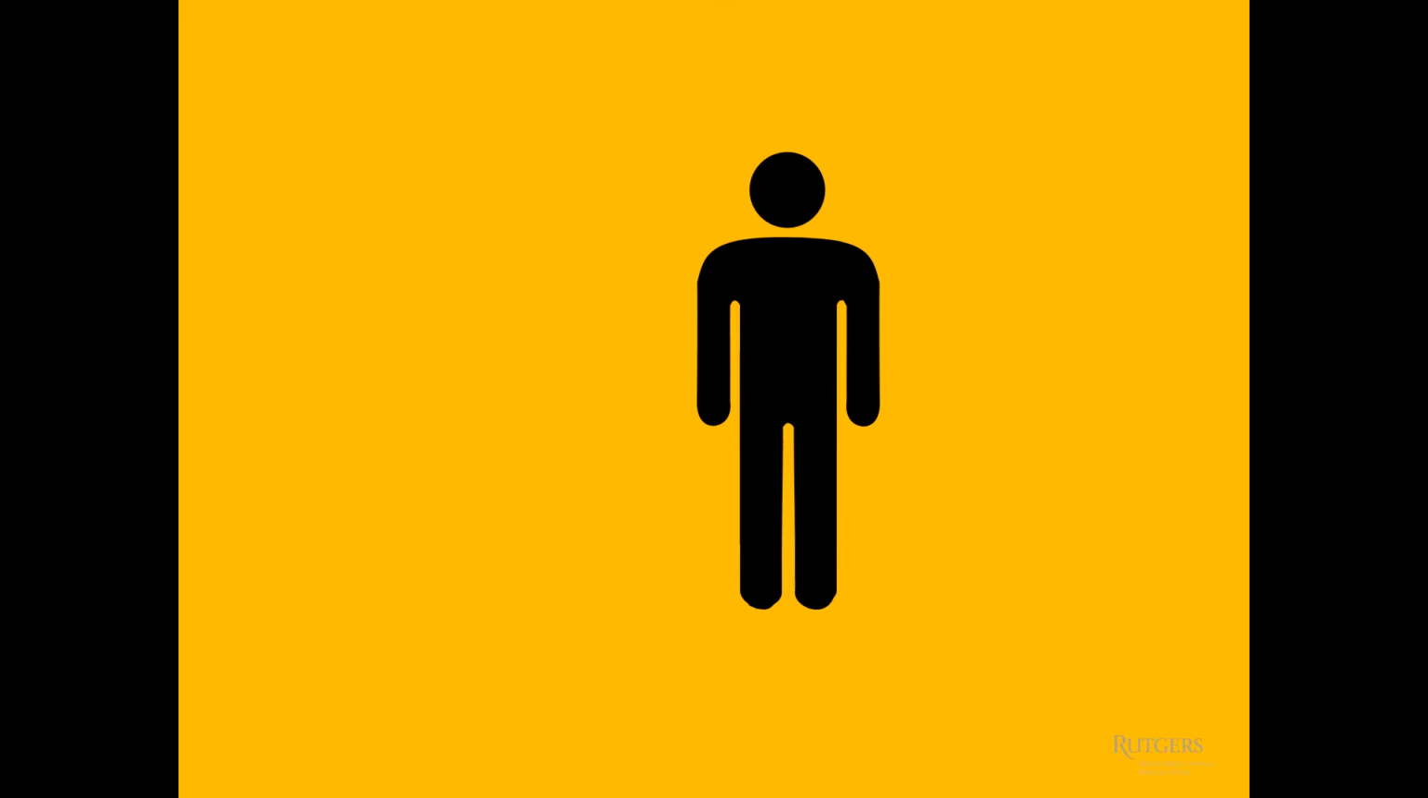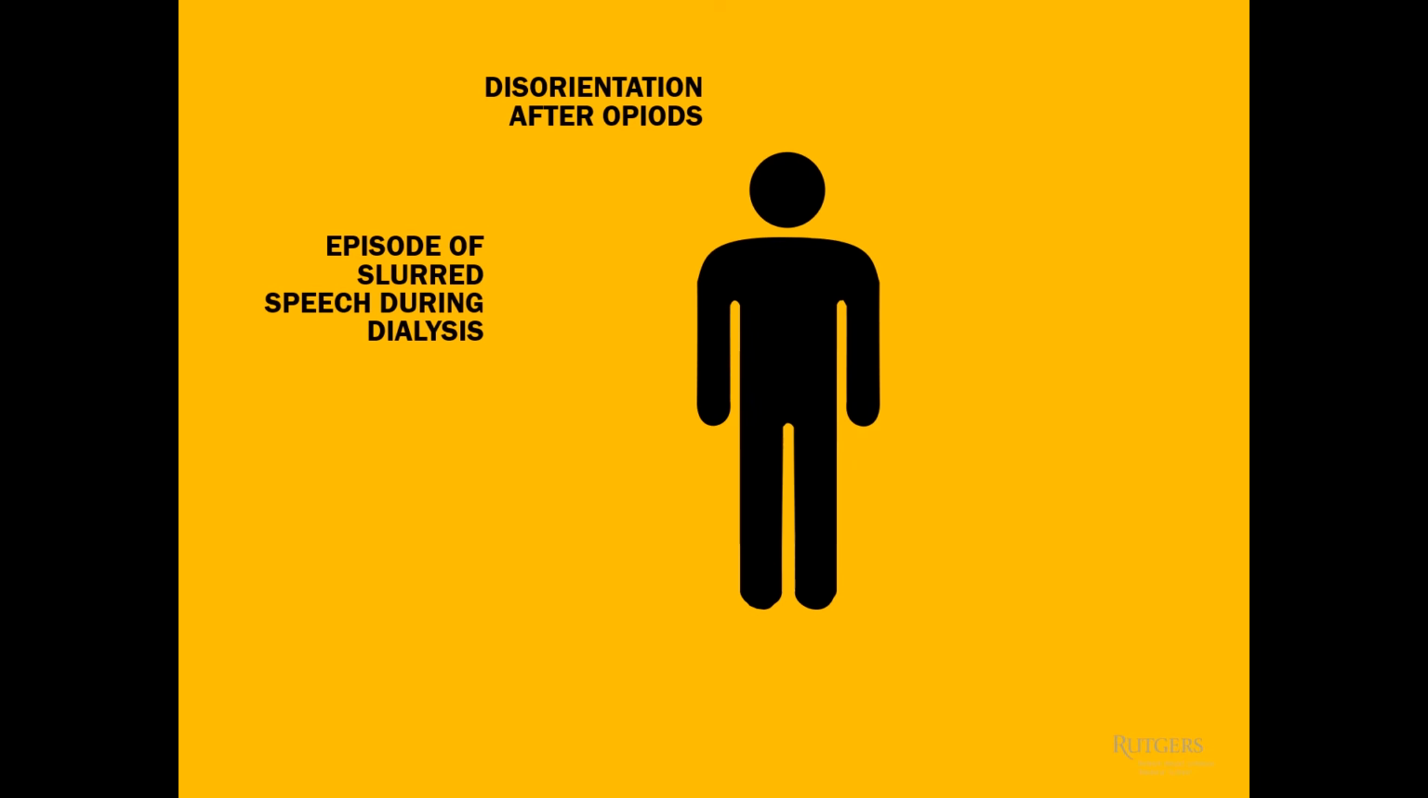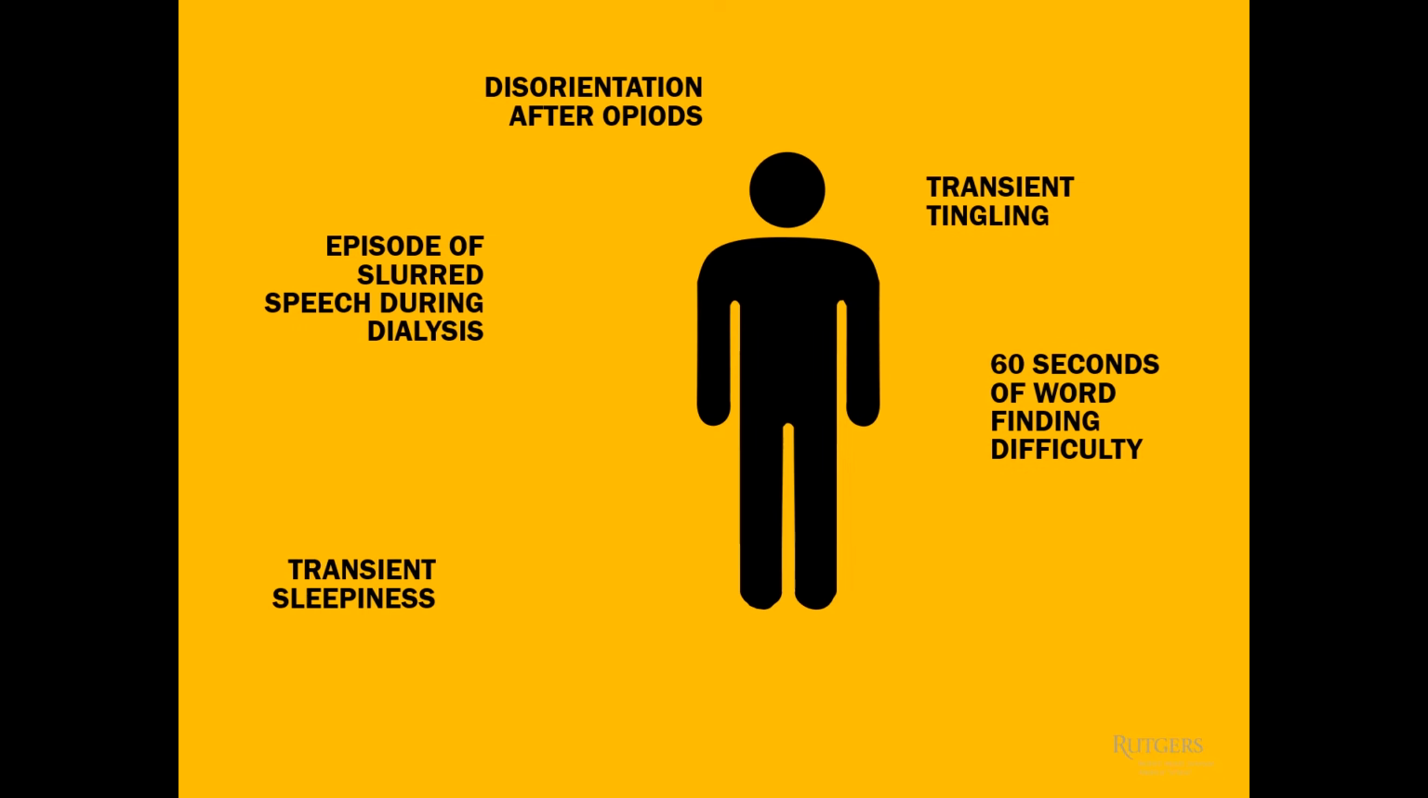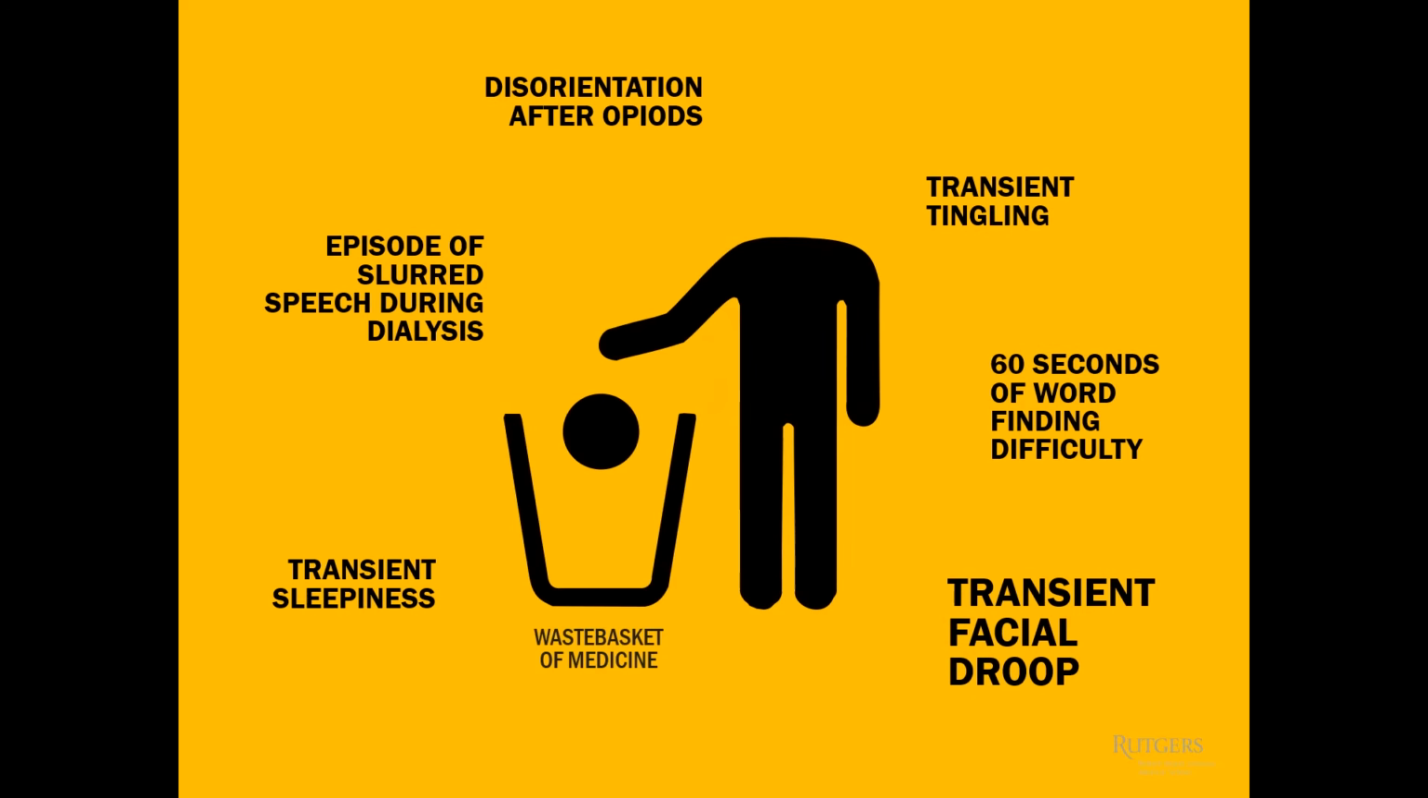TIA has become sort of the wastebasket of medicine. Disorientation after opioids? TIA. Episode of slurred speech during dialysis? TIA. Transient sleepiness? TIA. Transient tingling? TIA. 60 seconds of word finding difficulty? TIA. Transient facial droop? Well, it's very easy to turn off our brains and call everything a TIA, but the vast majority of those events are not cerebrovascular in nature.